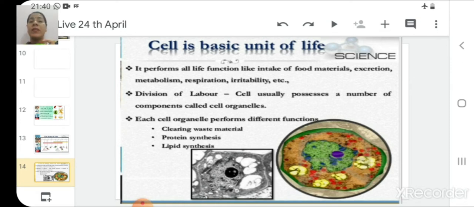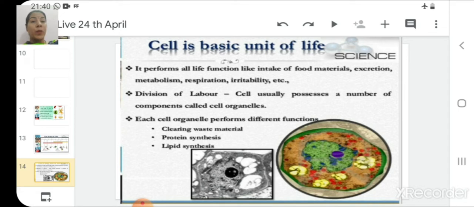Division of labor means that when so many living organisms are living at one place, different groups of living organisms have different functions to perform. You can see a honeybee comb, and a honeybee comb is the best example of division of labor.